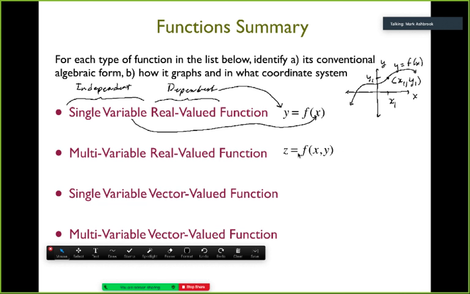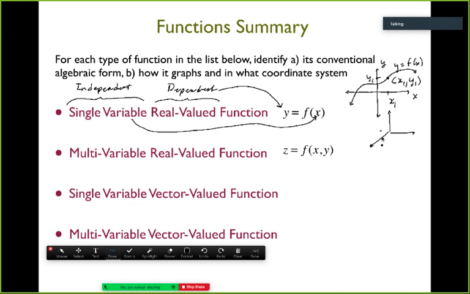How and where do these graph? How and where do these graph, z equals a function of x and y? In R3 is like a curve. Okay, a curve in R3. Or a surface. Agree with that? I'd say a surface. Oh, you changed your mind. A surface, okay. So is it a curve, a surface, or a solid? Z equals a function of x and y.